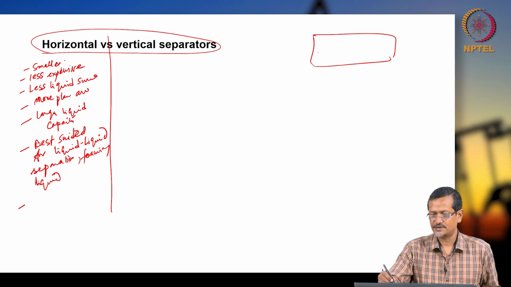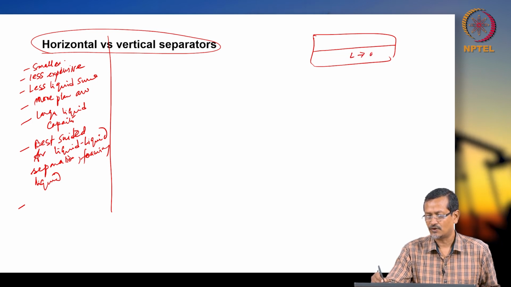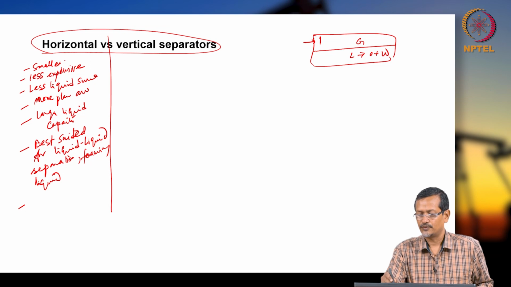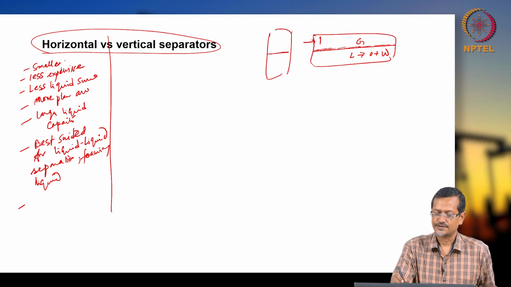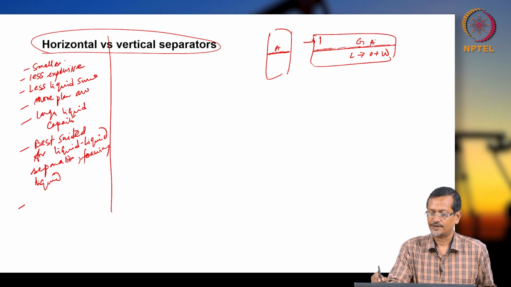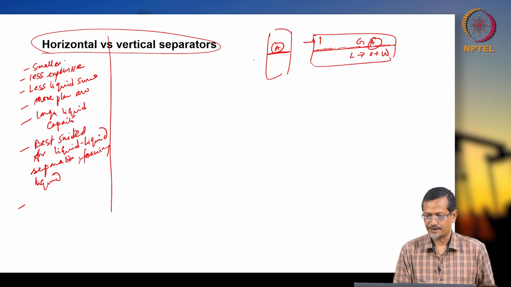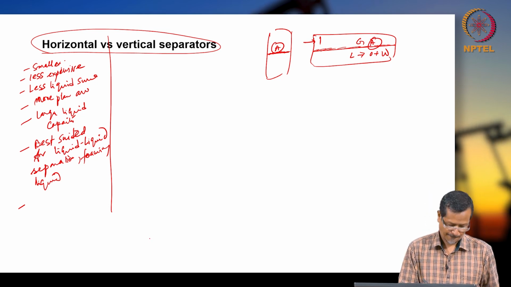Surface area means, if this is a separator and this is liquid, liquid meaning oil plus gas, or oil plus water, and this is gas, we are getting lots of surface area here. But if you have a vertical separator, your surface area is only this one, a smaller surface area. This area I am indicating is more for the horizontal separator. That is why foamy crude will have better performance.